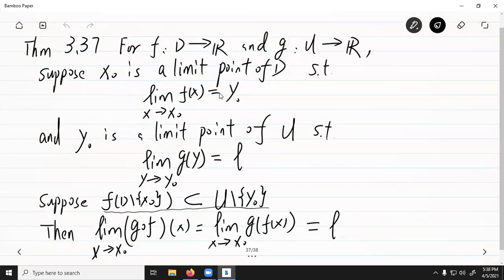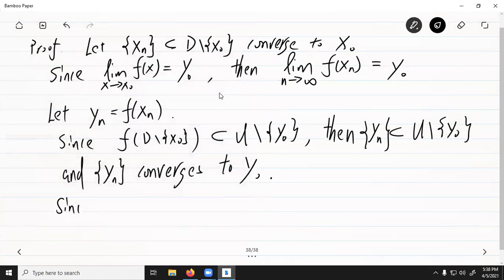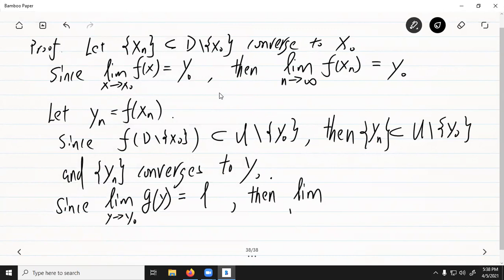And since g has this result, since the limit as y approaches y0 of g of y is equal to L, then we have the limit as n approaches infinity of g of yn, a sequence, is equal to L. This is by the definition again, right? You have a sequence converging to this number, then this limit means the sequence has the limit which is equal to L. This is the definition.